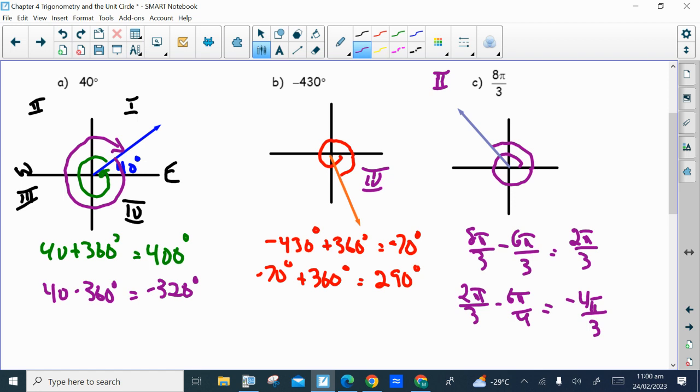There are infinitely many coterminal angles you can come up with. I'm just always coming up with the ones that are closer to 0, or closest to the angle we started with.